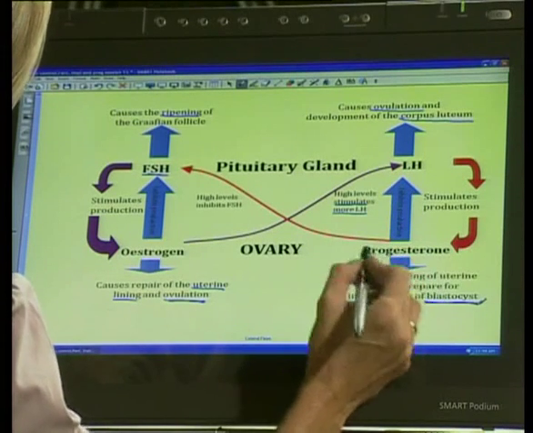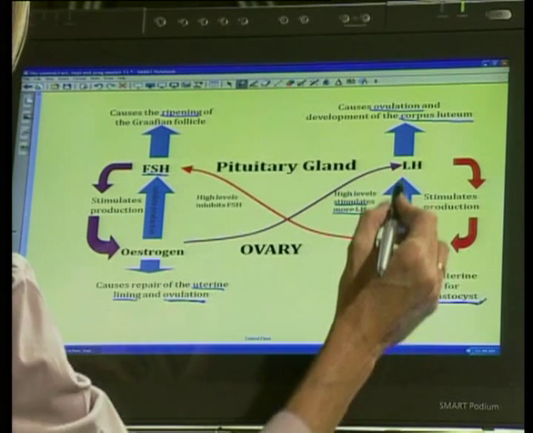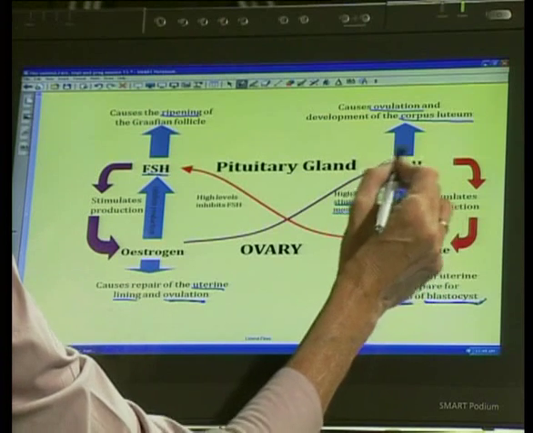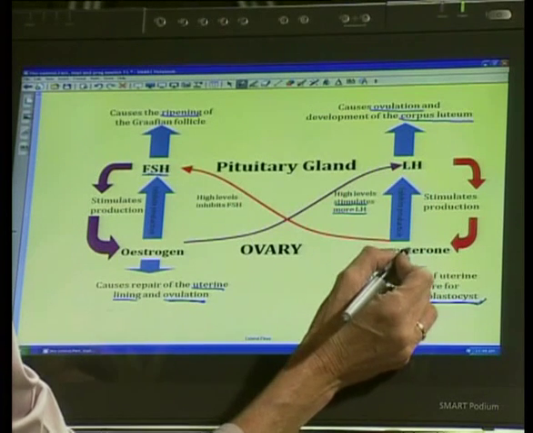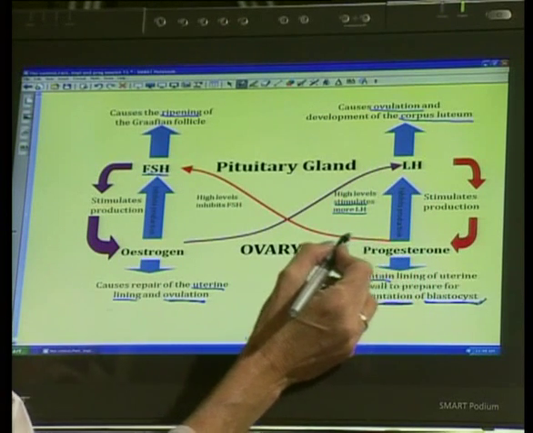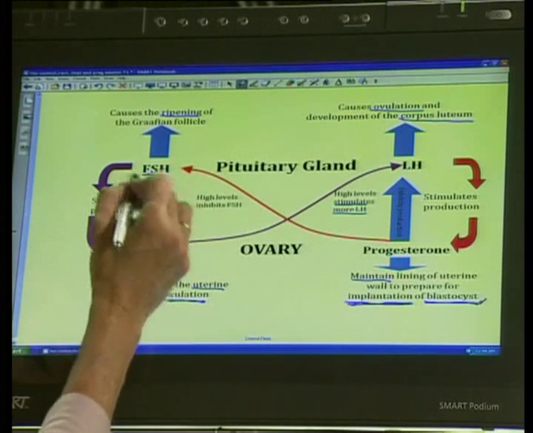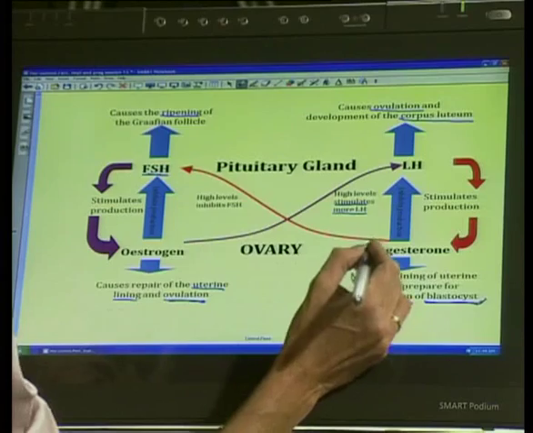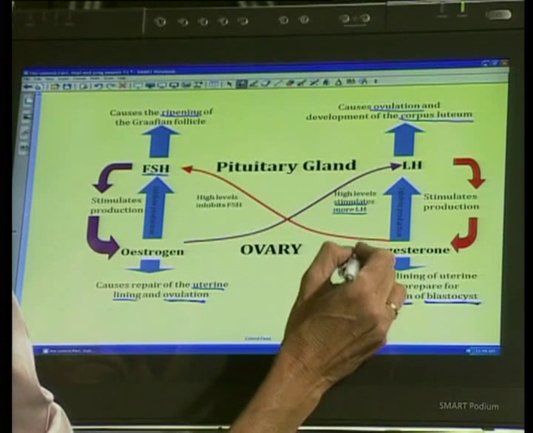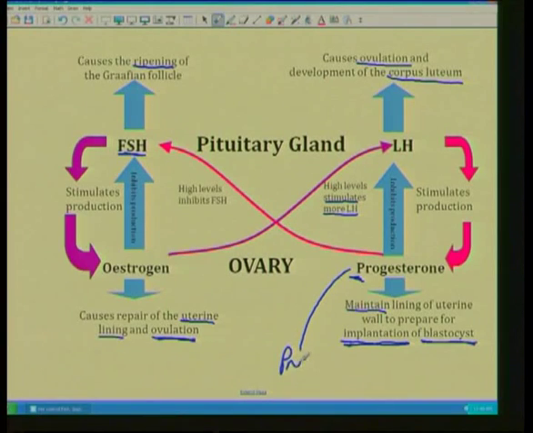Apart from high levels of progesterone inhibiting the production of luteinizing hormone, high levels of progesterone are also going to inhibit the release of follicle-stimulating hormone. Why? Because your progesterone, remember the P for progesterone and P for pregnancy. In other words, we want to keep that baby there. We don't want the lining to come down.